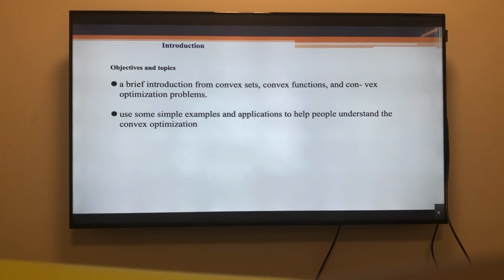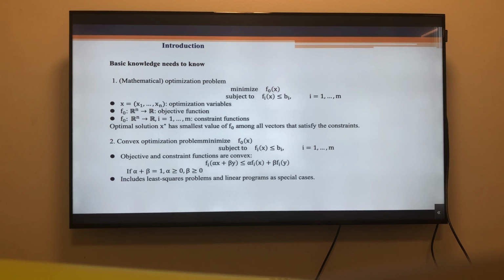For the second part of the introduction, we will talk about the objectives and topics of this presentation. We will give a brief introduction to convex sets, convex functions, and convex optimization problems, and we use some simple examples to help understand convex optimization easily. This is some basic knowledge we need to know first.